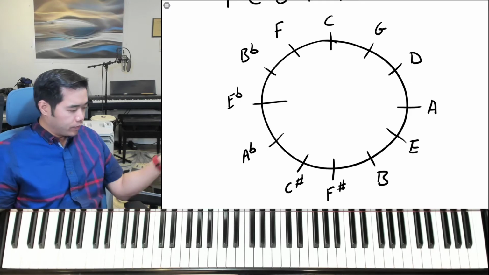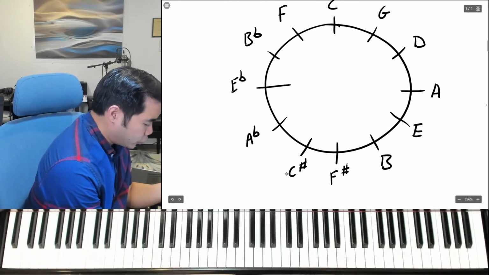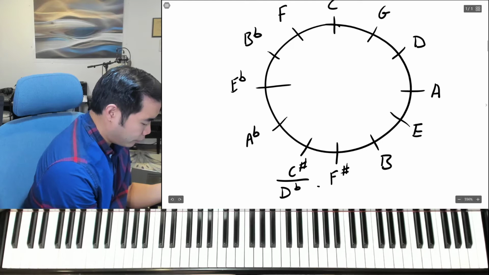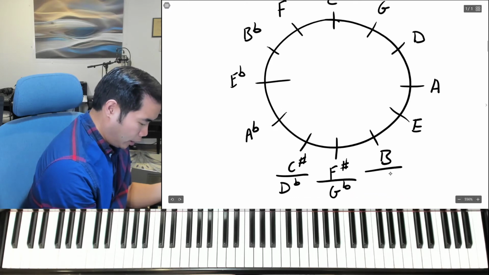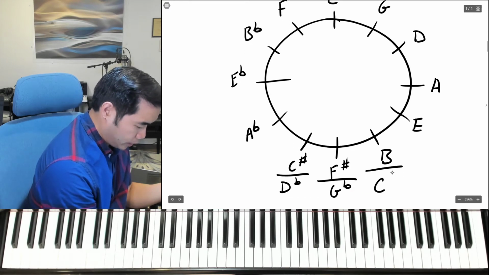And we could also think of C sharp as D flat, and we could also think of F sharp as G flat, and B as, of course, enharmonic to C flat.